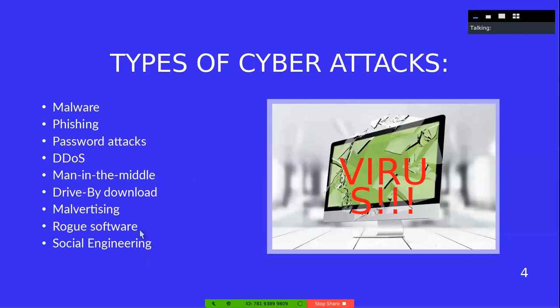Now, rogue software, also known as rogue security software. What does it mean? It is basically a program or software that claims to be an antivirus software, but when you install it, it becomes a virus. You can see this picture on your screen of this virus written boldly, and the computer screen is broken. Yes, those are part of the things that could happen when you install a rogue software.